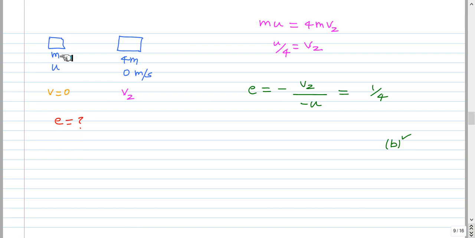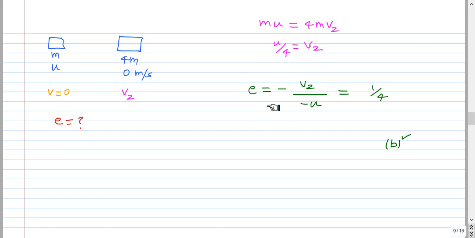So the block m, which has initial velocity u, and the block 4m, which has initial velocity 0, that is at rest. And after collision, this comes to rest, and we have to find the velocity of the second block after collision. So writing conservation of momentum, the initial momentum is m into u, and the final momentum of the system is 4m into v2. So from this we get v2 as u by 4.